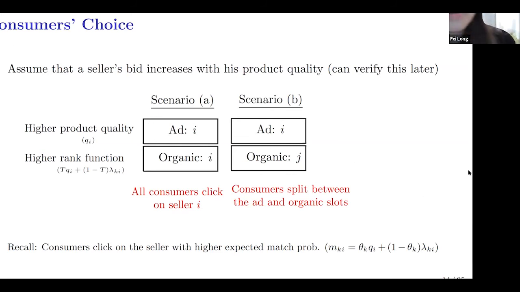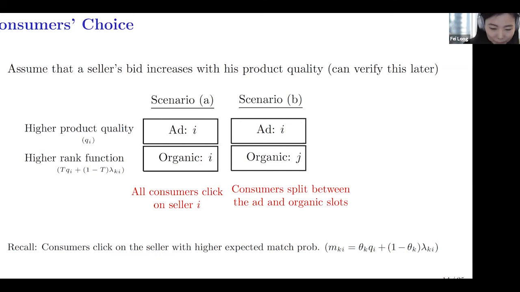Oops. Let me see if I can. I think I lost the chat window too. For clarification, you said when T is increasing? Yes. So this T is the link between advertising bids and organic ranking. So as T increases, the seller who bid higher is more likely to get the organic result, so scenario A is going to be more likely. What is the overall impact on consumer match? Is it going to increase or decrease? Let's see where's the chat window. Oh, there's no chat window.